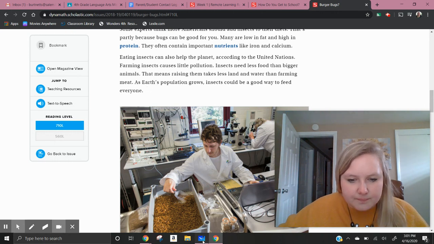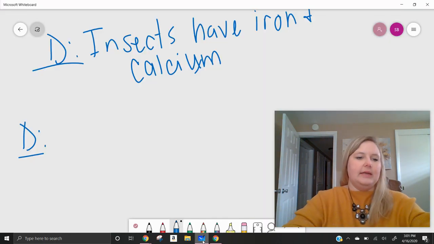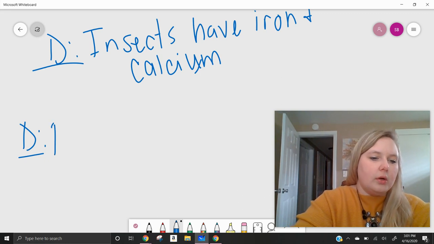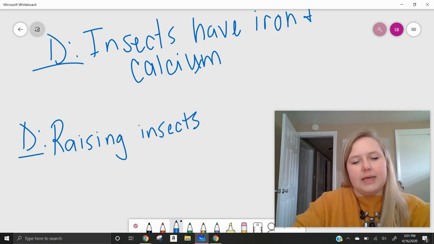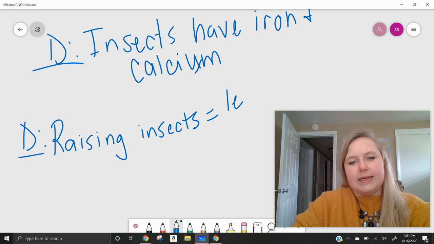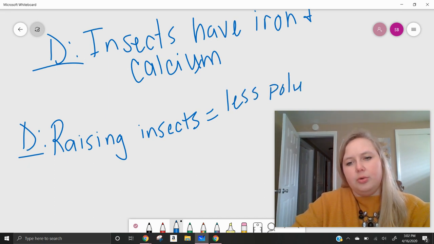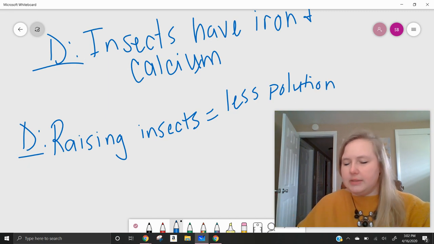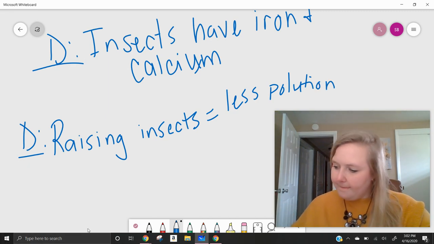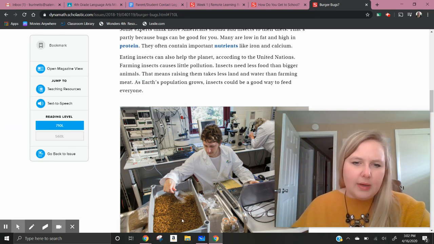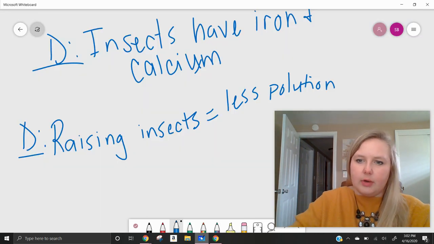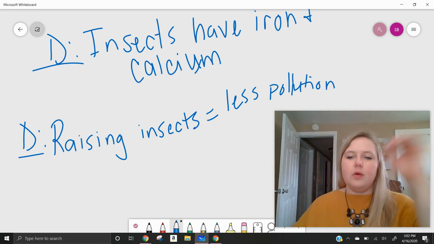Okay, so let's put that. Farming, or let's put raising, I guess. Insects equals less pollution. Pollution, did I spell that right? Oh, two L's. Rats, I knew it looked wrong. There we go. Okay.